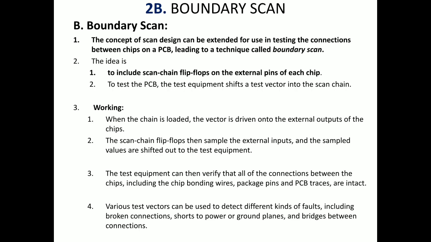Boundary scan working: when the chain is loaded, the test vector is driven onto the external outputs of the chip. The scan chain flip-flops then sample the external inputs, and the sampled values are shifted out to the test equipment. The test equipment can then verify that all of the connections between the chips, including the chip bonding wires, package pins and PCB traces, are intact.